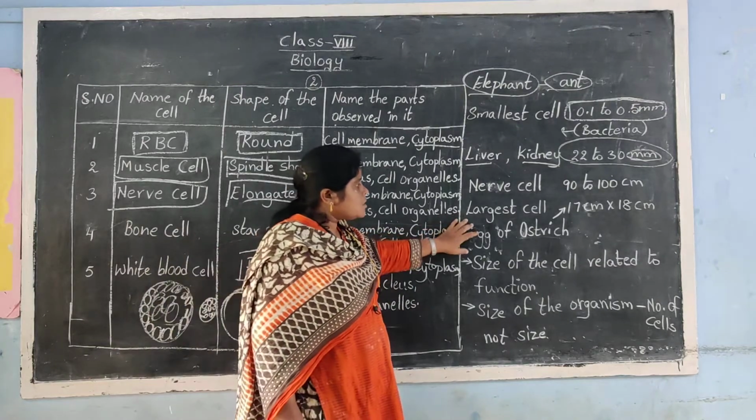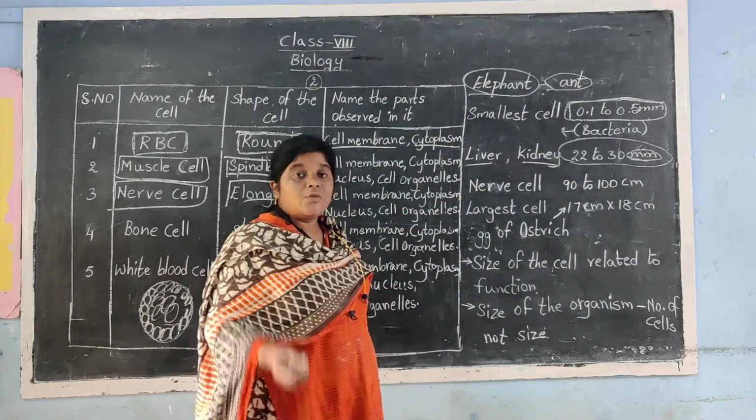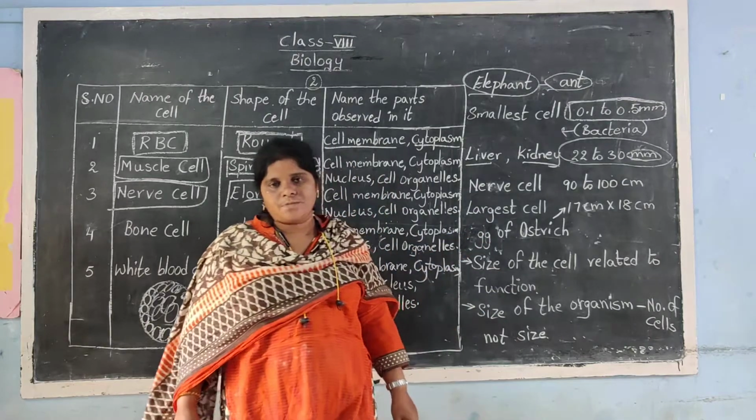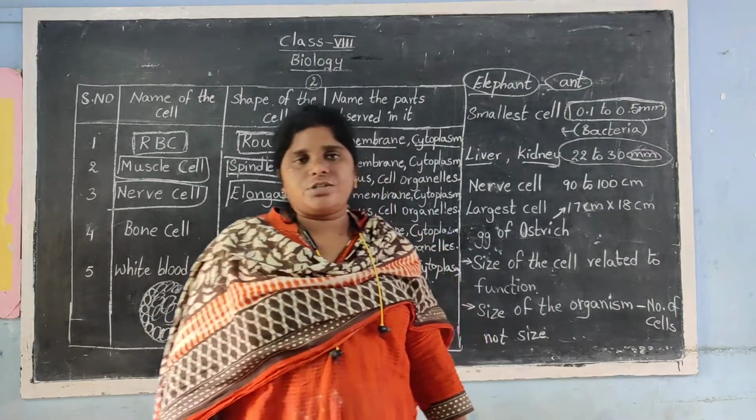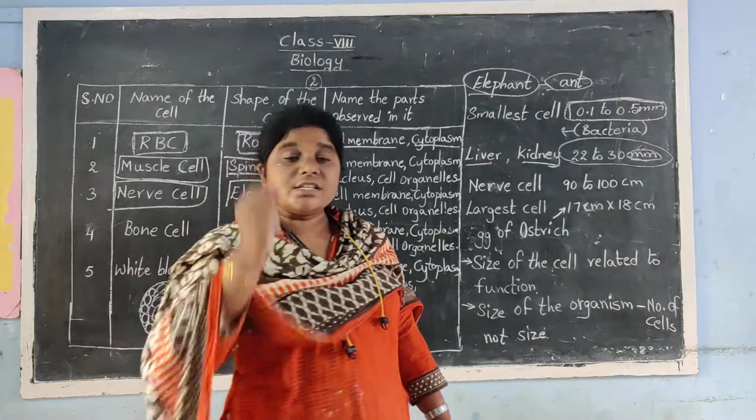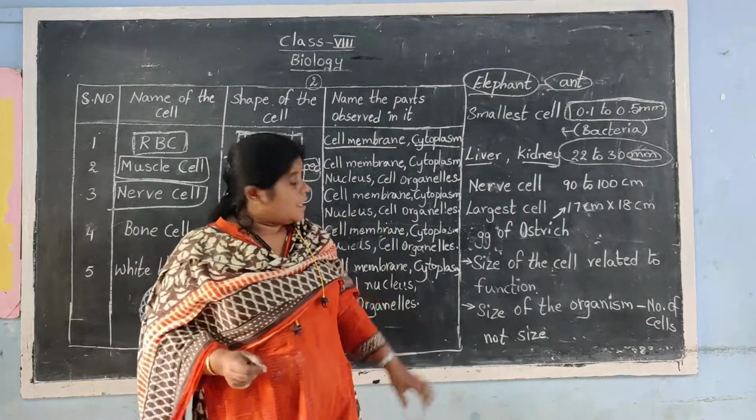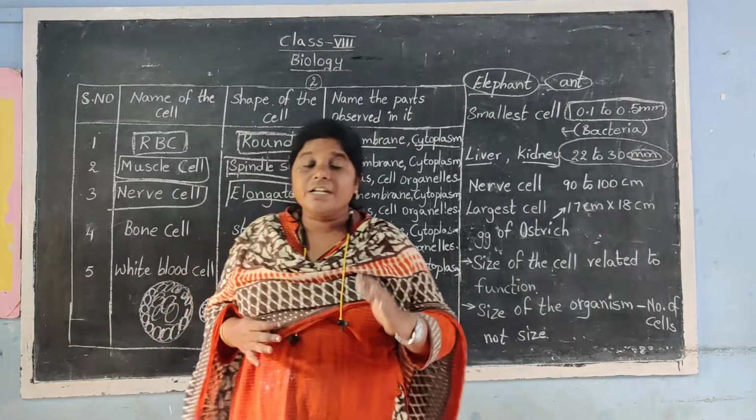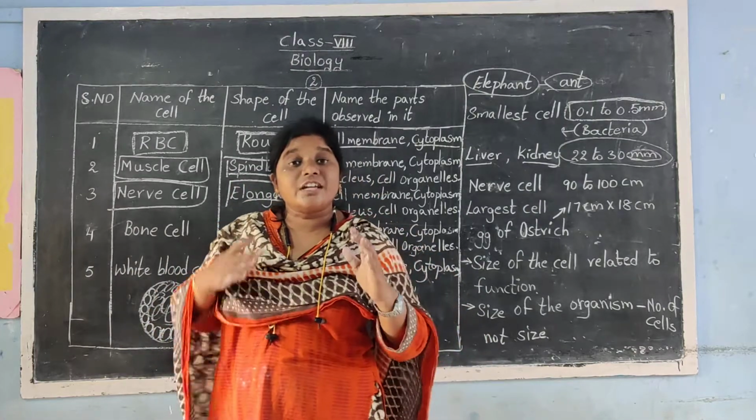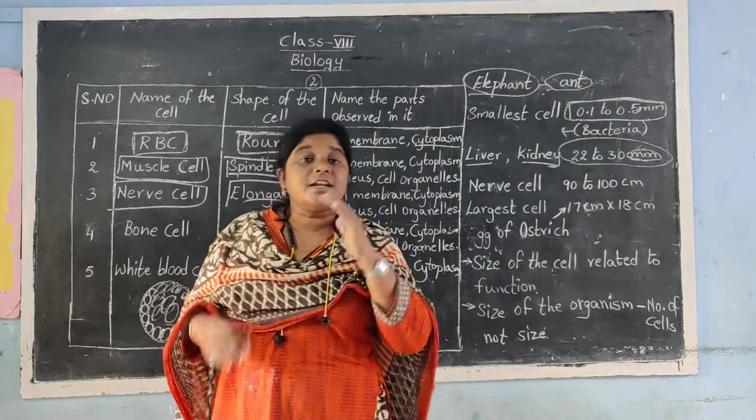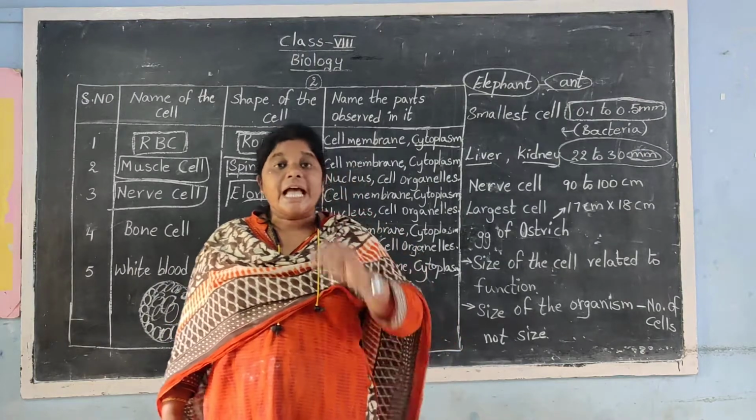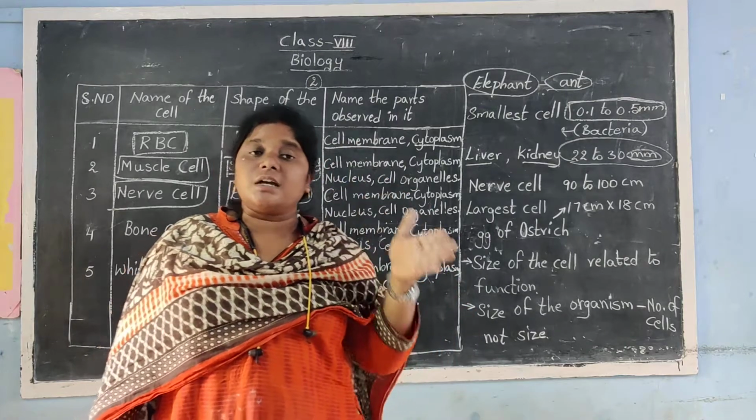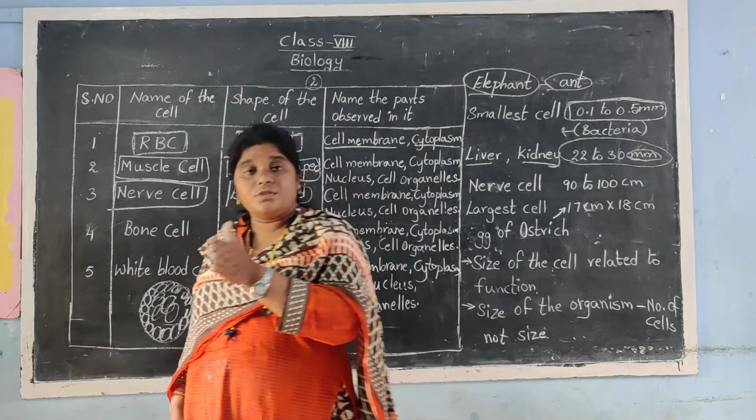The longest cell is the nerve cell. The largest cell is the egg of ostrich. By this we can understand that different cells have different shapes, different sizes, different numbers. On the whole, what you have to remember is that few cells are visible, few cells are invisible.